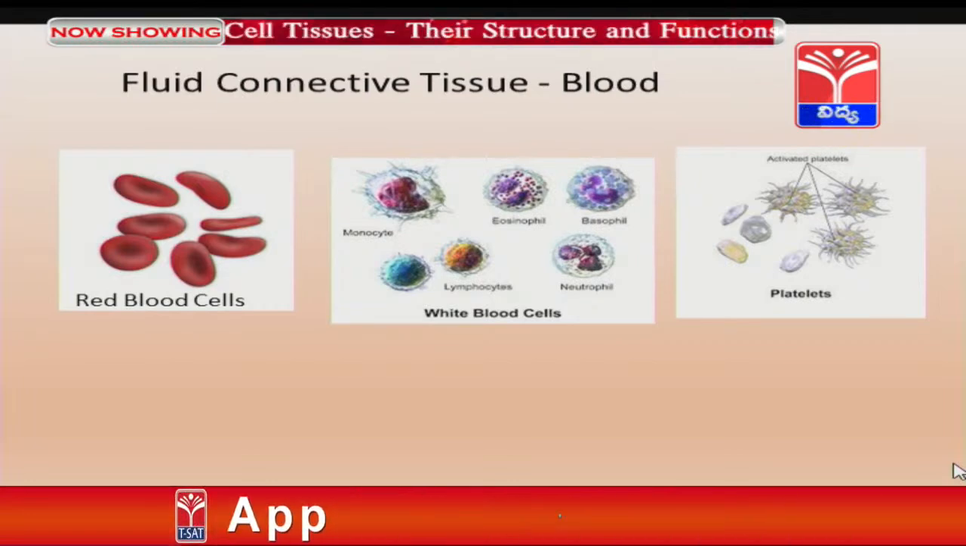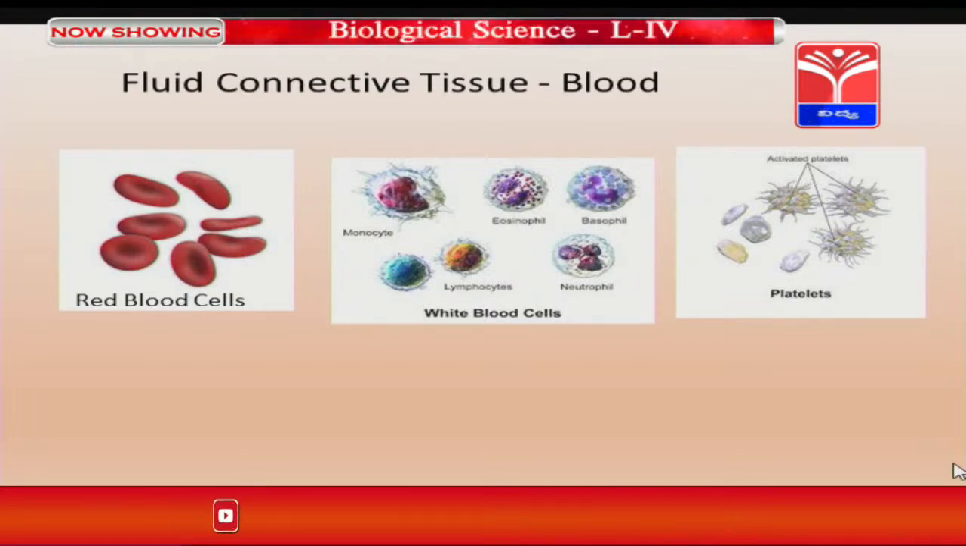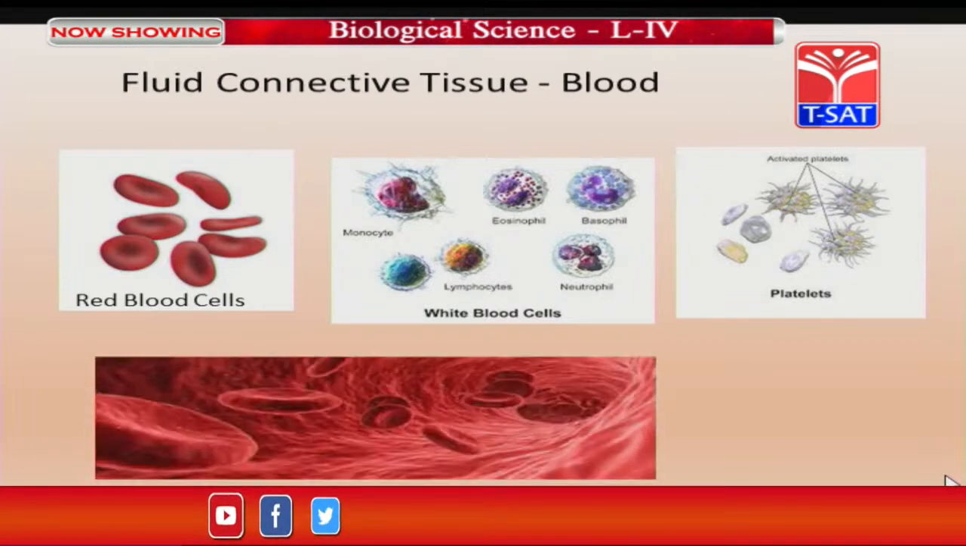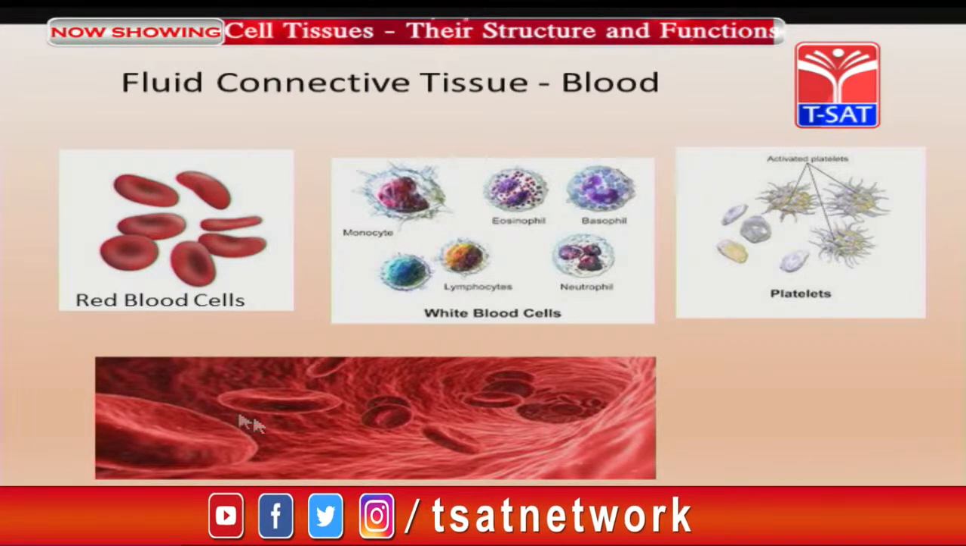Blood has 3 types of cells: red blood cells, white blood cells and blood platelets. Now, all these 3 types of cell are seen floating in the blood plasma like this.